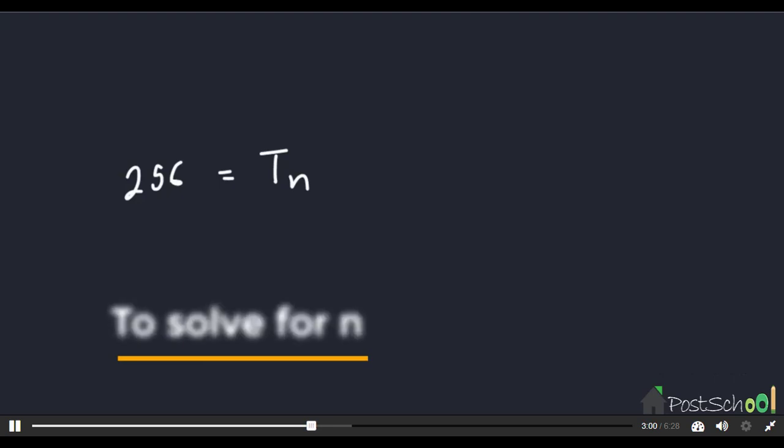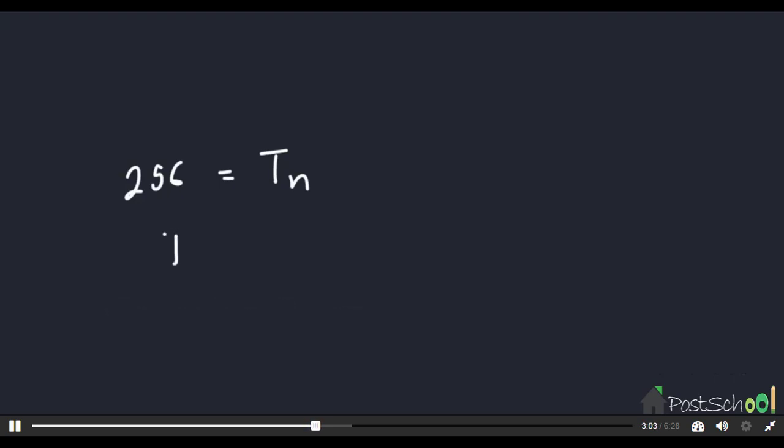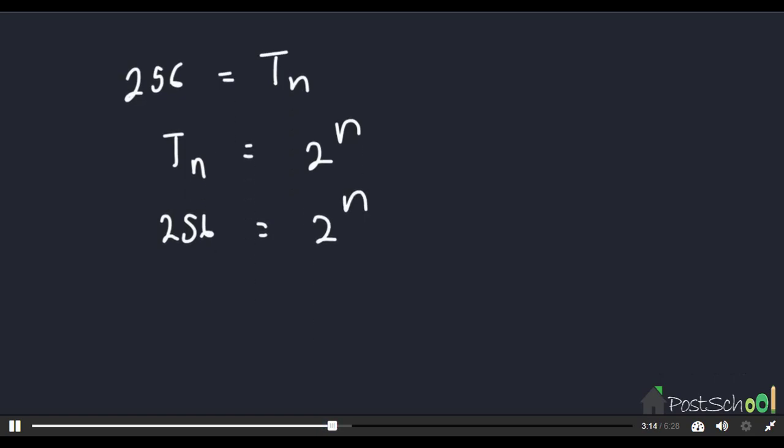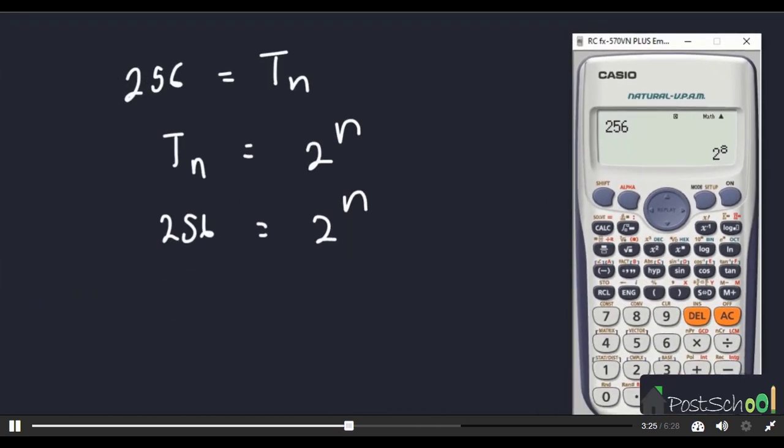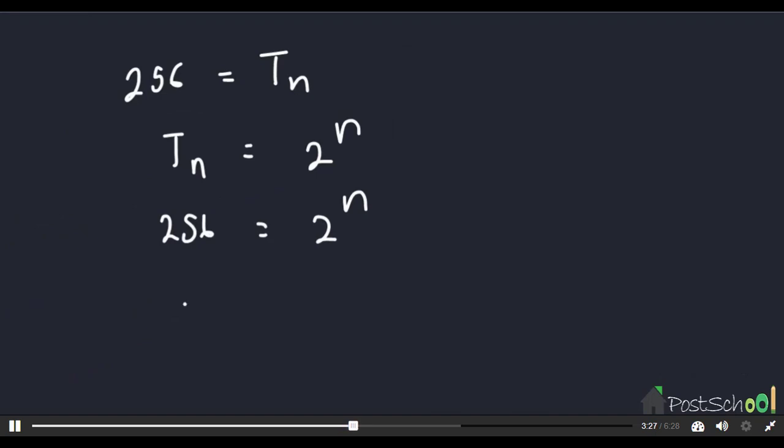We are going to use our general term and say Tn is equal to 2 to the power n, and substituting 256 here, we can solve for n. We can factorize 256. You can use your calculator and say 256 equals shift factorize, that's going to be 2 to the power 8. So 2 to the power 8 equals 2 to the power n. Therefore n is equal to 8, because we drop the same bases and leave the exponents.